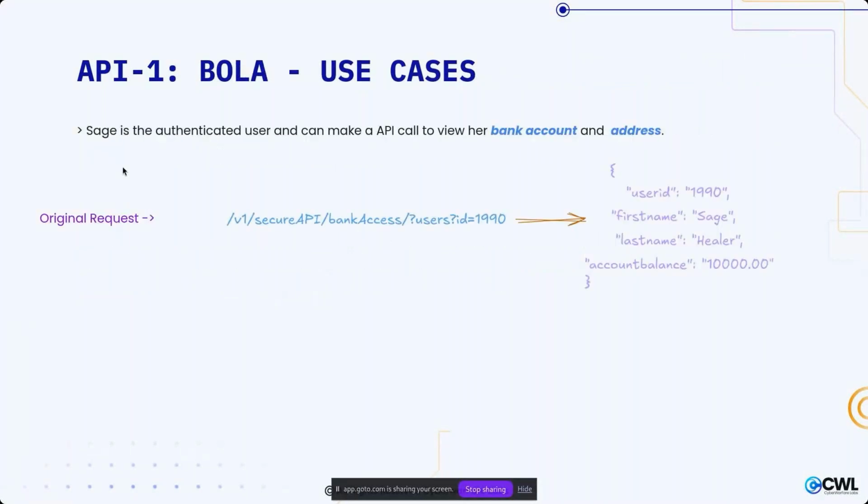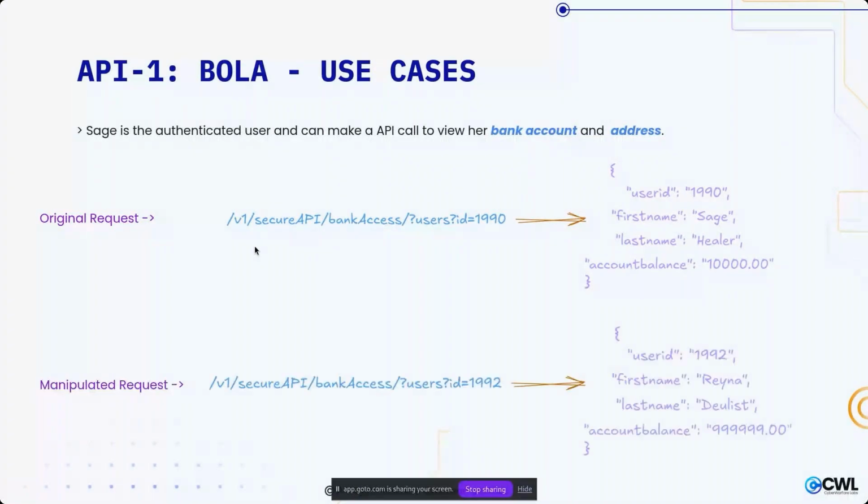Let's try to understand BOLA simply. Sage is an authenticated user and can make an API call to view her bank account or address. This is a simple API call: GET /v1/secure-api/bank/access with user ID 1990. This is the response from the server: user ID, first name, last name, address, and account balance.